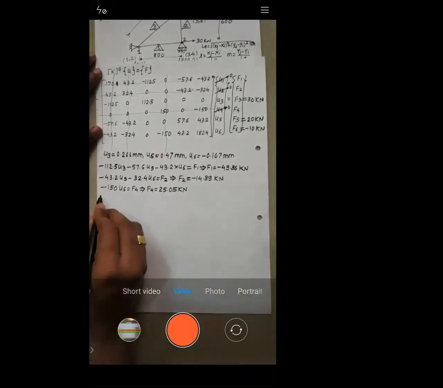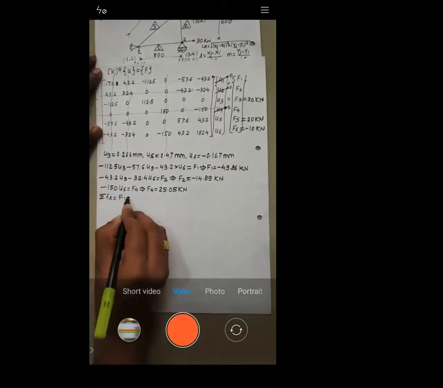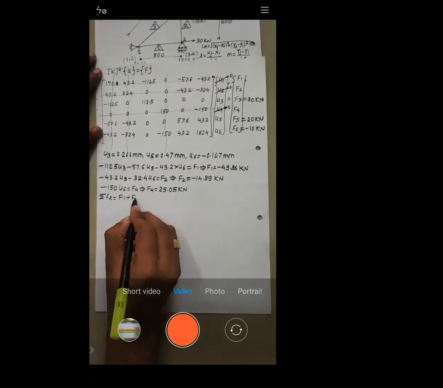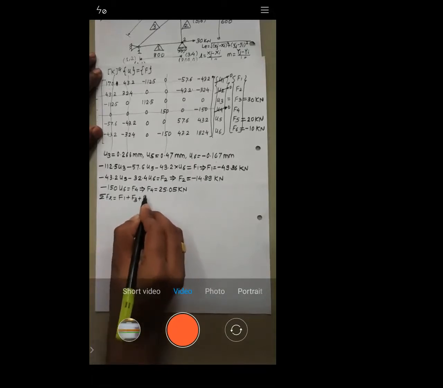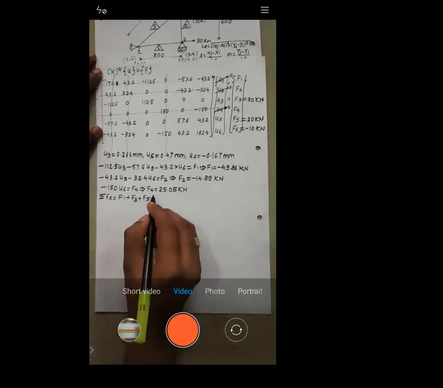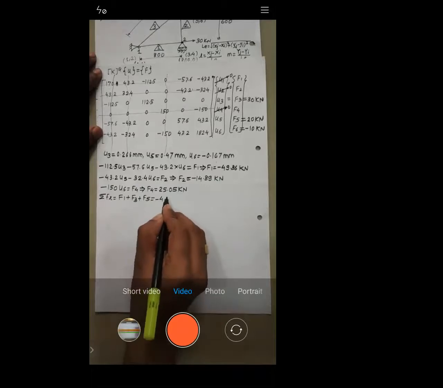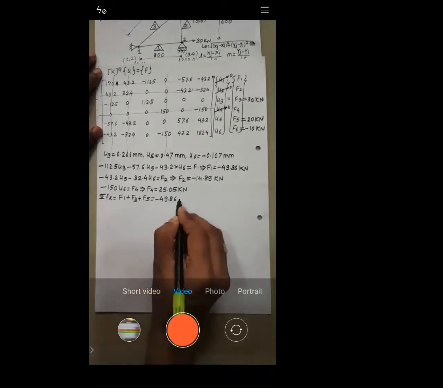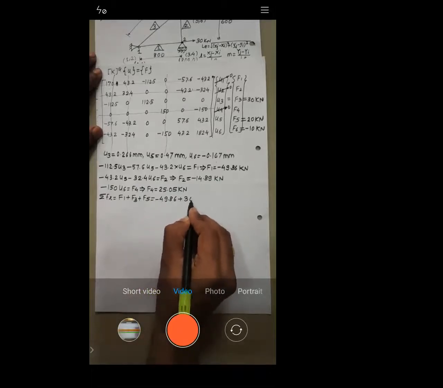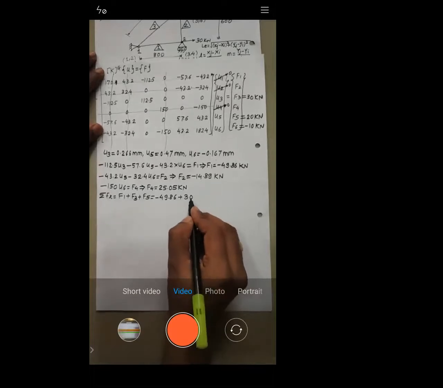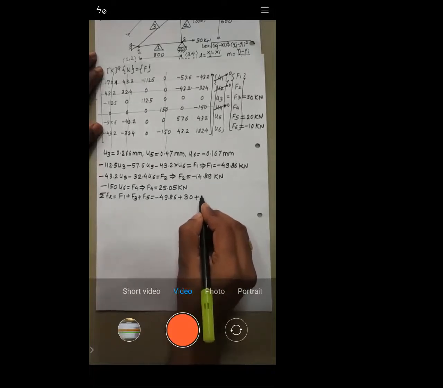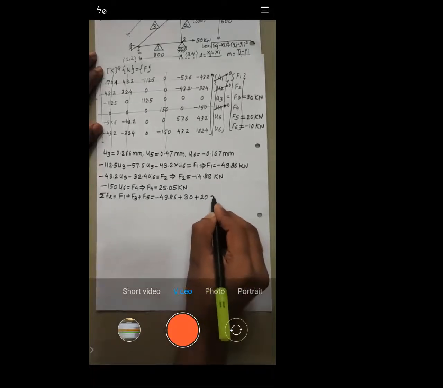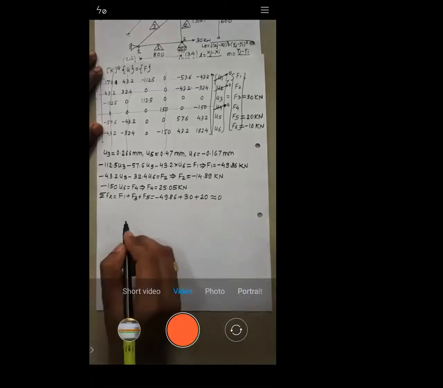Now we need to check the summation of forces in x direction. So which are the forces in x direction? Which are with odd numbers? That is F1 plus F3 plus F5. Okay, F1 we have just calculated, minus 49.86, plus F3 it is 30, plus F5 it is 20, right? So how much answer will you get? You will get approximately equal to 0, right?